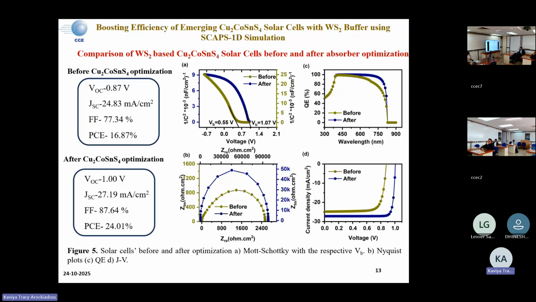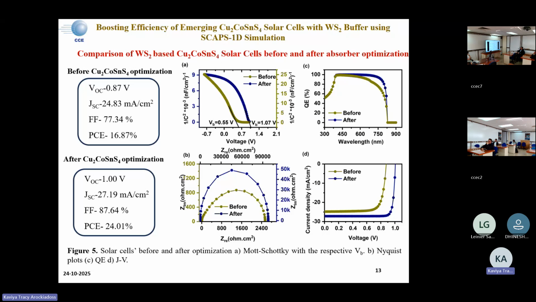So in order to have more insights on why the efficiency increased with absorber optimization, we extracted different characterization techniques from SCAPS only to study the intrinsic characteristics, what happens inside the solar cells, and how the absorber parameters have influenced the efficiency.